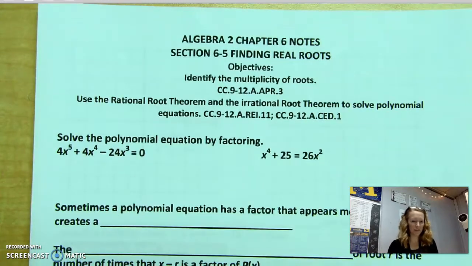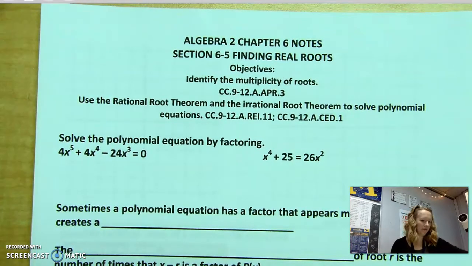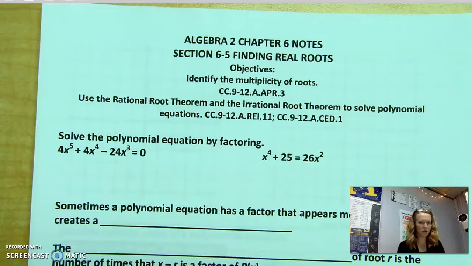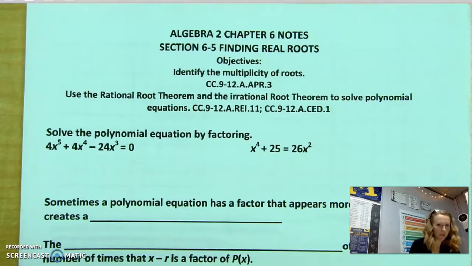Hi everybody. So we're going to start with section 6.5, and it's kind of a recap of what we did in 6.4, as well as what we did back in chapter 5 with factoring. First and foremost, once again, we're solving polynomials just like we used to solve equations. One of the ways is by factoring.